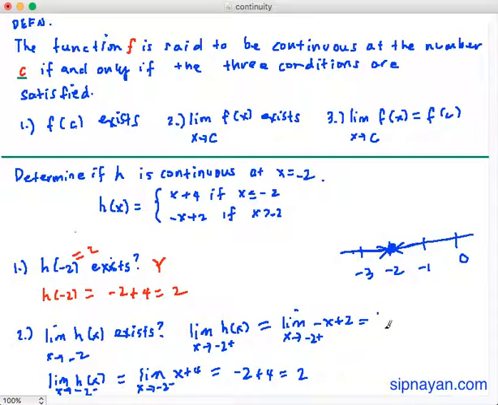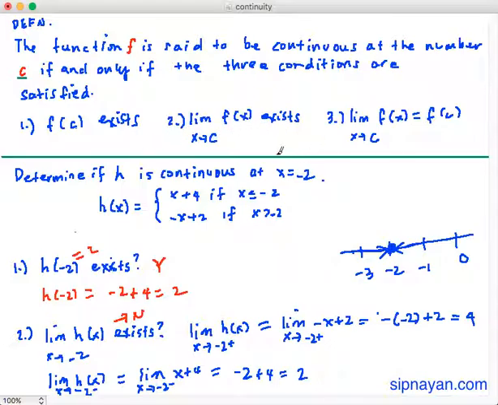Let's substitute the negative 2 here. So, we have negative, then our x, which is negative 2. So, negative of negative 2 plus 2, which is equal to 4. So, this becomes positive, right? So, what do you notice? This is the left-hand limit, equal to 2. Then, this is the right-hand limit, which is equal to 4. So, does the limit exist? The answer is no. Because for the limit to exist, the left-hand and right-hand limits should be the same. So, it does not exist.